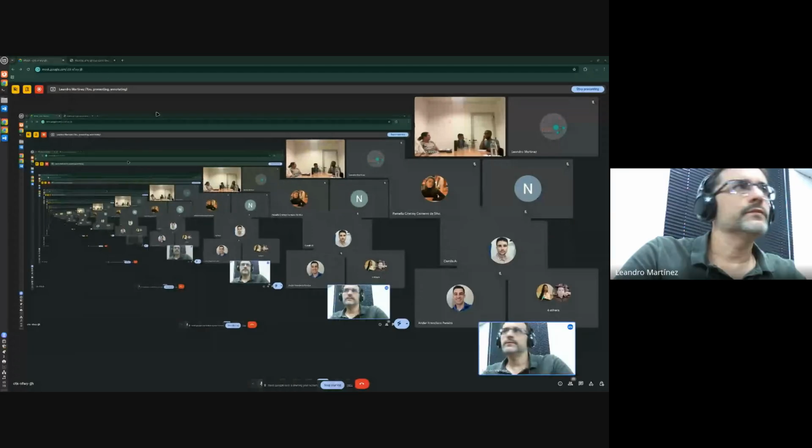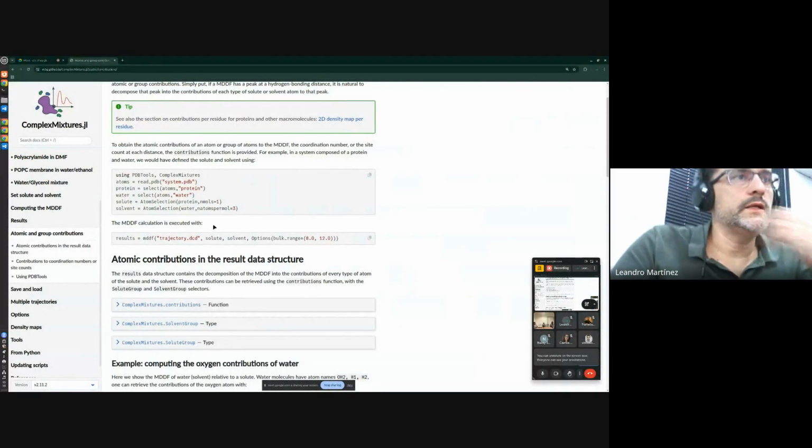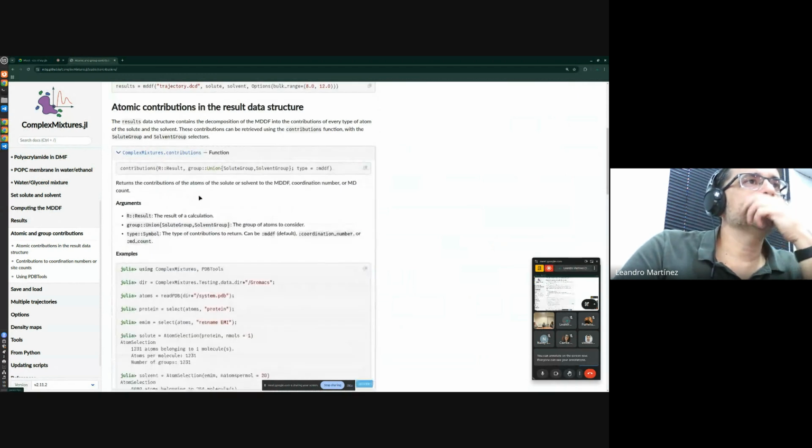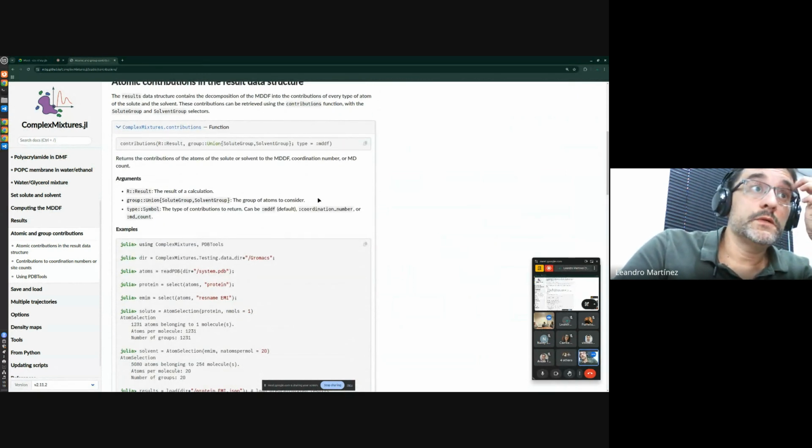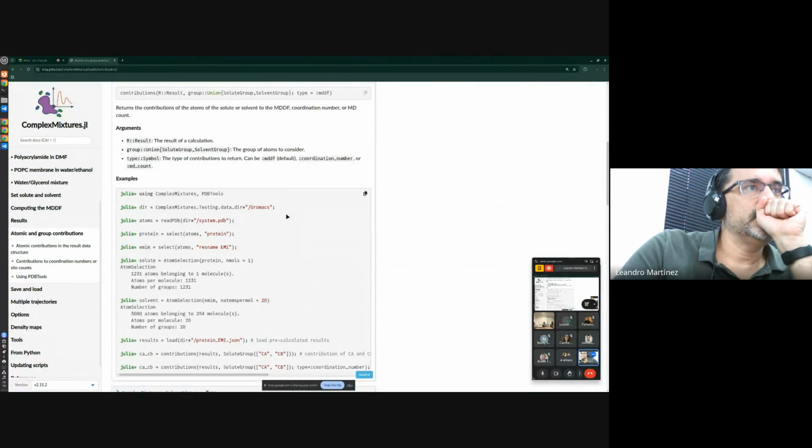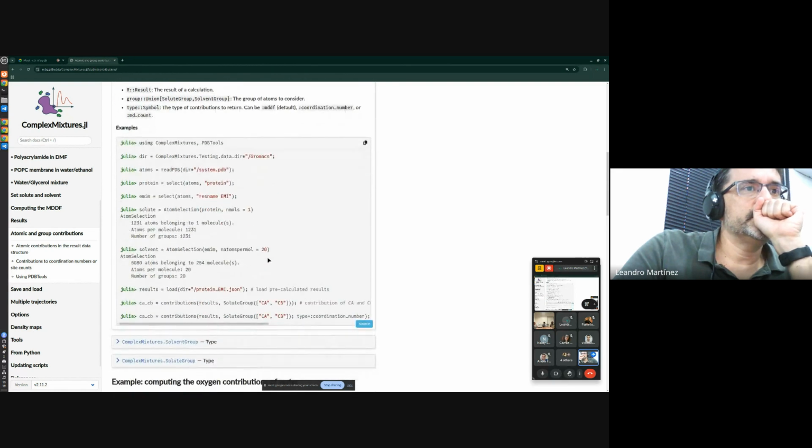Let me share the complete page, so it's easier to see where to find things in the menu. So I went to the manual, and I don't remember how to run the contribution functions. There are a series of examples.